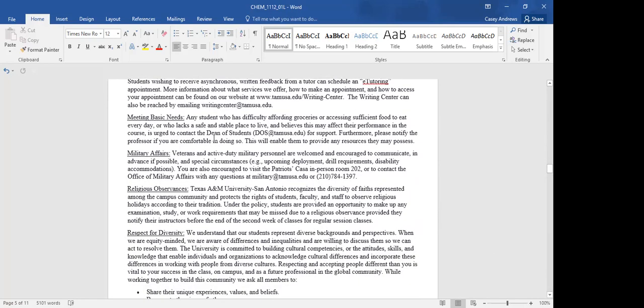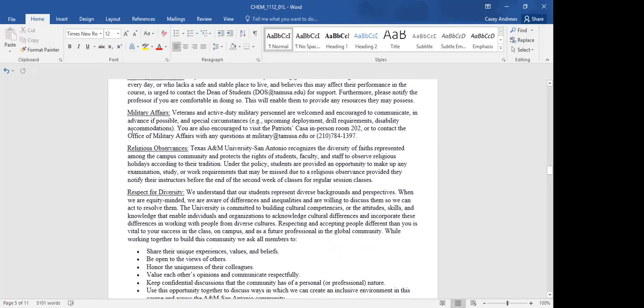If you have difficulties with groceries or food, that's really going to affect your ability to do well in this class. So make sure you do reach out for support, contact the Dean of Students, and they can help you out with that. If you're a veteran or active duty, you are encouraged to talk to the Office of Military Affairs at the Patriots Casa, either in person, by email, or by this phone.